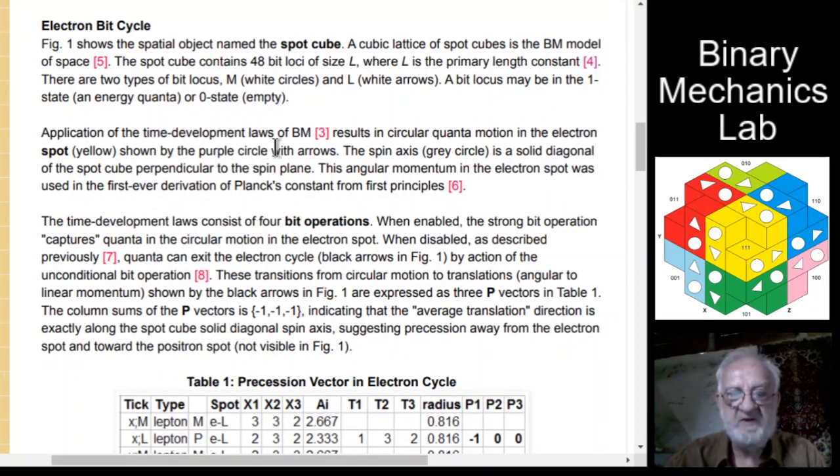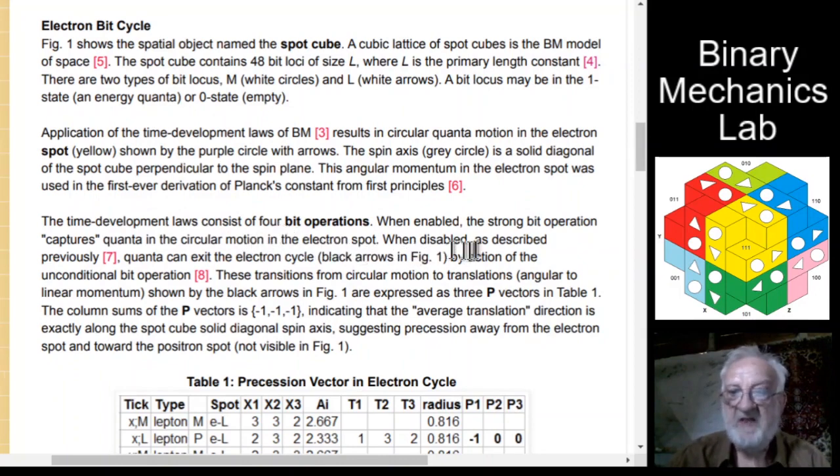Application of the time development laws of binary mechanics results in circular quantum motion in the electron spot, shown in yellow, by the purple circle with arrows. The spin axis, the gray circle in the middle, is a solid diagonal of the spot cube perpendicular to the spin plane. This angular momentum in the electron spot was used in the first ever derivation of Planck's constant from first principles. The time development laws consist of 4 bit operations.